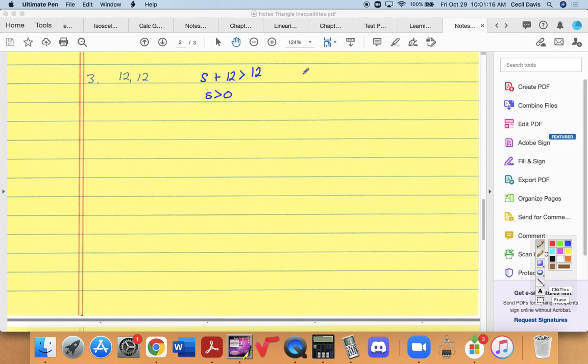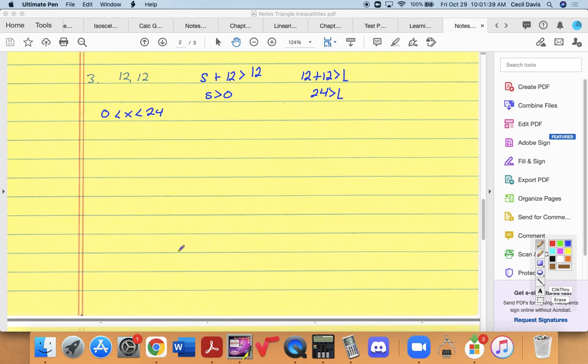And if it's the long side, the two short sides will be the two 12s. So 12 plus 12 has to be bigger than the long side. So this has to be somewhere between 0 and 24.